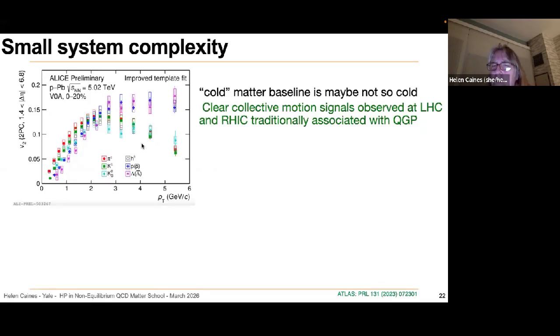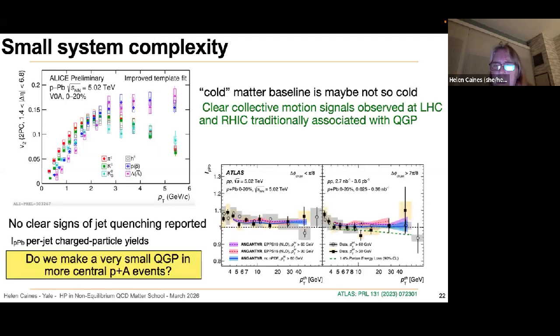So maybe our cold nuclear matter baseline in p-Pb was not such a cold nuclear matter state at all. And we see similar ones at RHIC. There's indications that there's a fluid. So we went back and tried to tease out from our pA collisions, because remember I said there were no signs of jet quenching in our pA collisions, and that still seems to be true.